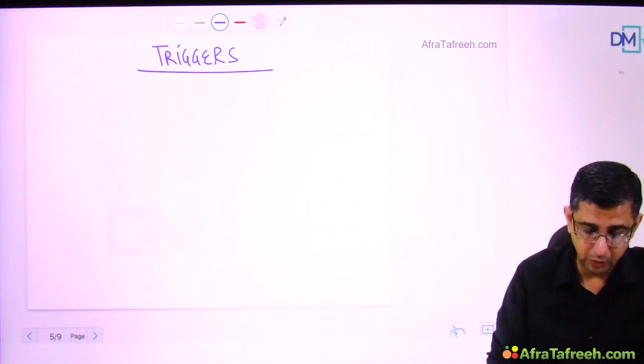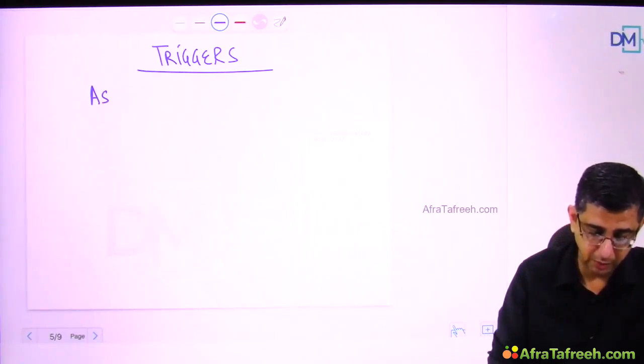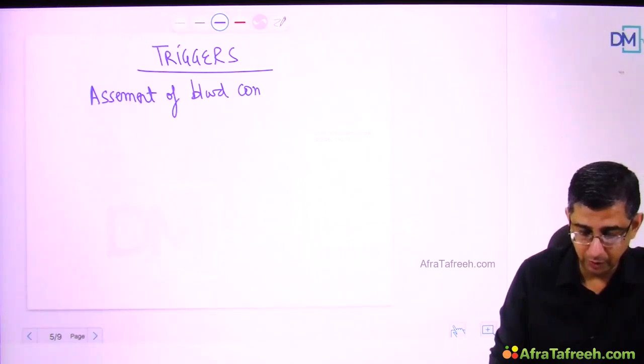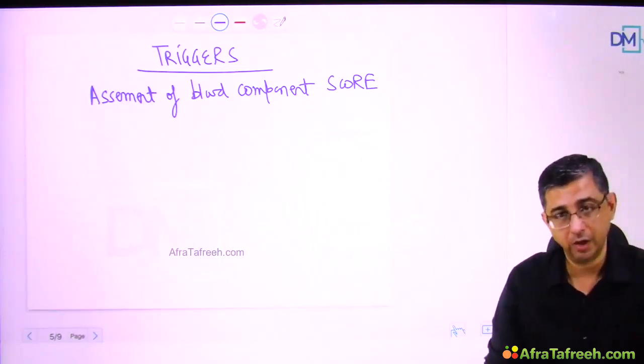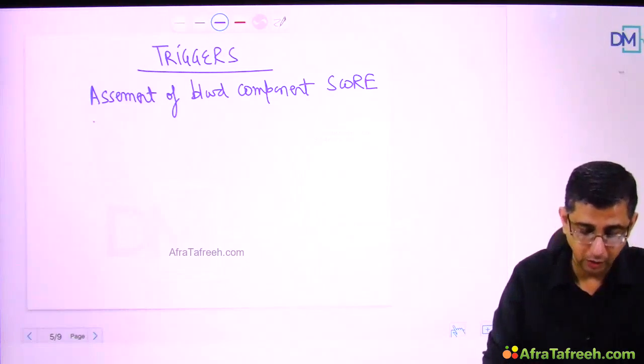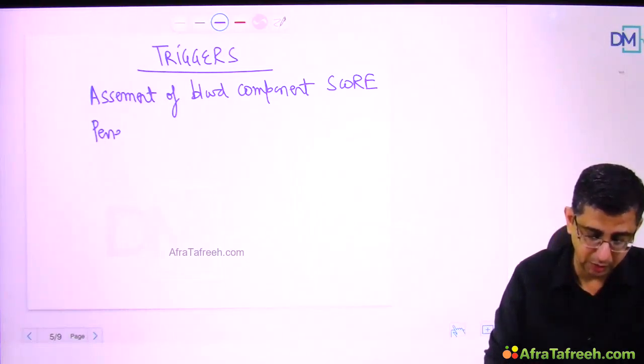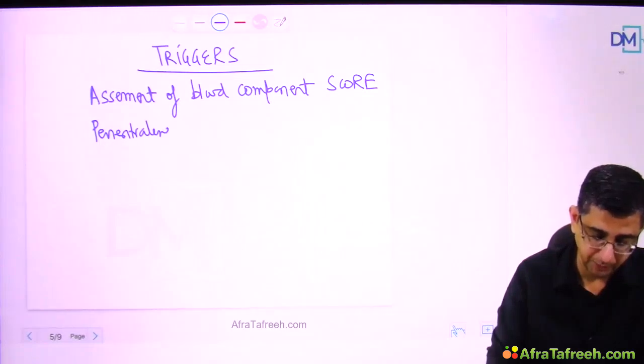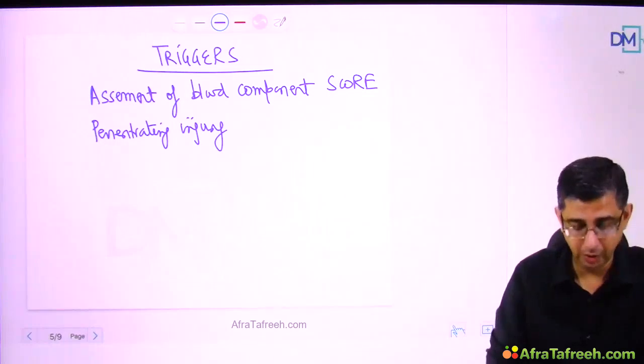The trigger will be, most of the time, a score that is called ABC, that is, assessment of blood component score. If the value of this assessment of blood component score is more than 2, then the person definitely requires a massive transfusion protocol. The components of this ABC score are: one, presence of penetrating injury; the second component to be remembered is positive FAST.